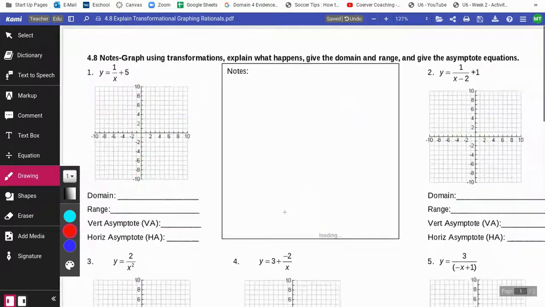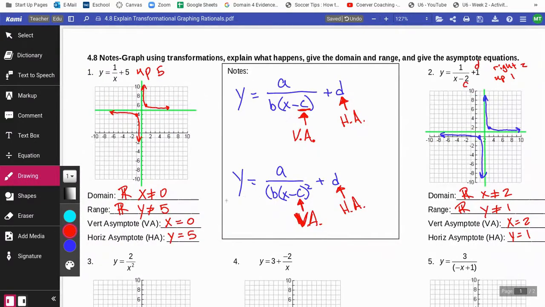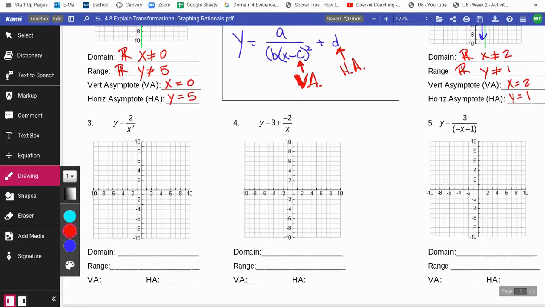So now, I should be able to look at number 3, the equation, and say, what is the C value? What is the D value? Here, there is no C value, so that tells me the VA, which is x equals, is 0, right? And we'll check it. There is no D value written out here, so the HA is also 0 because it's not written there. So I should be able to look at the equation and automatically tell the VA and the HA.